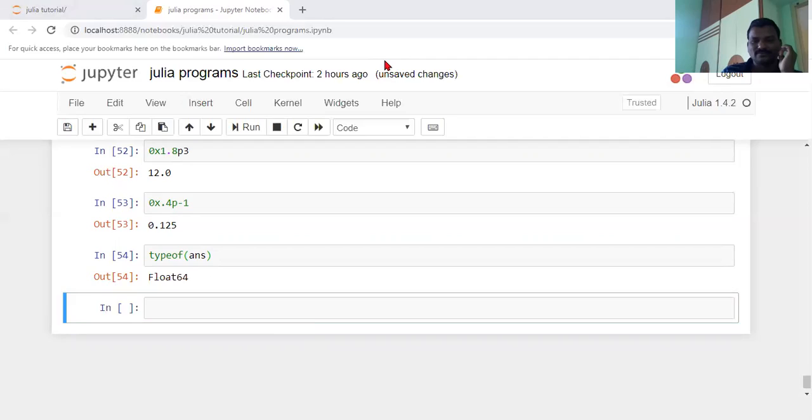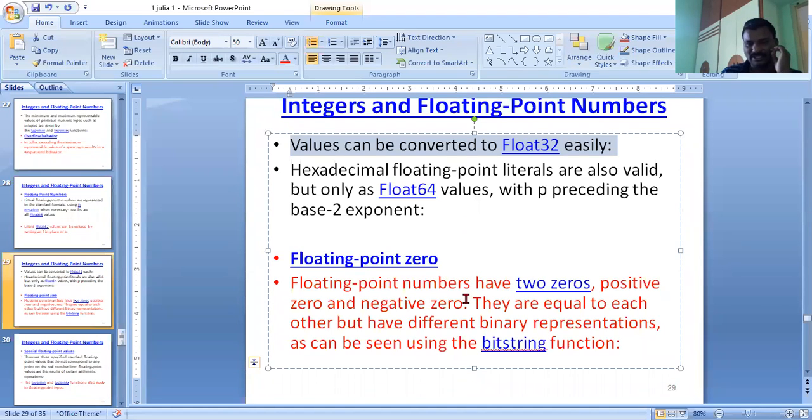And then the next important one here is that floating point numbers have two zeros. Here is another important point, two zeros. One thing here I'm telling you.